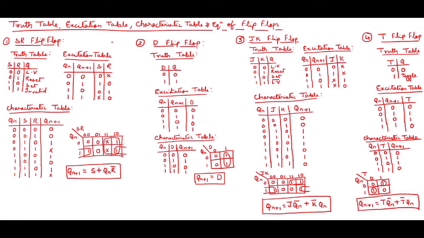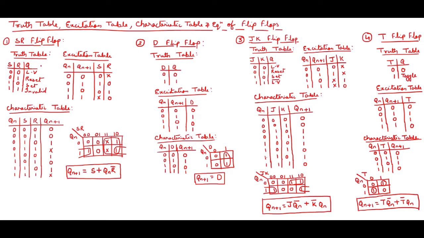Hello everybody. In this video we are going to study the truth table, excitation table, characteristics table and equation of flip-flops. The different types of flip-flop which I have considered over here are SR flip-flop, D flip-flop, JK flip-flop and T flip-flop. Starting with the SR flip-flop, I have taken the truth table which you are already familiar with.